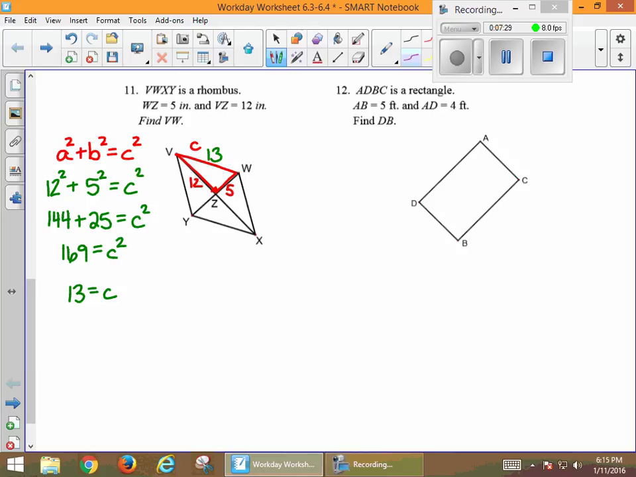Question number 12 tells me ADBC is a rectangle. So first of all, because I know it's a rectangle, I know this. These are all 90-degree angles.